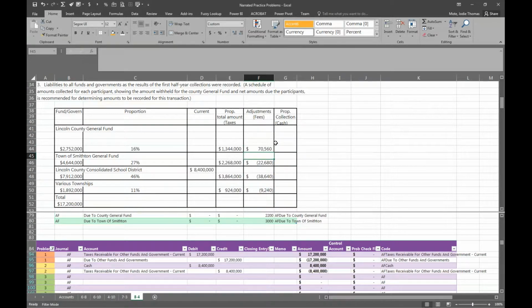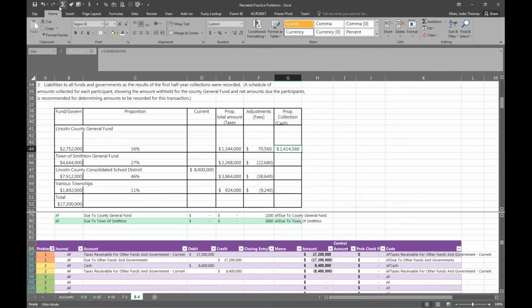All right. So the total collection for each of these funds is going to be 1.414 million for the general fund, 2.245 million for the Smithton General Fund, 3.825 million, and 914,000 for the various townships and change.